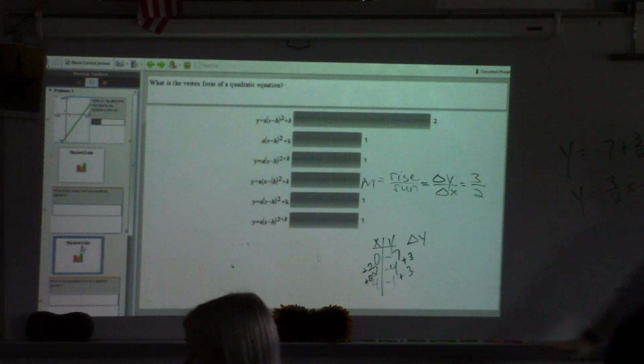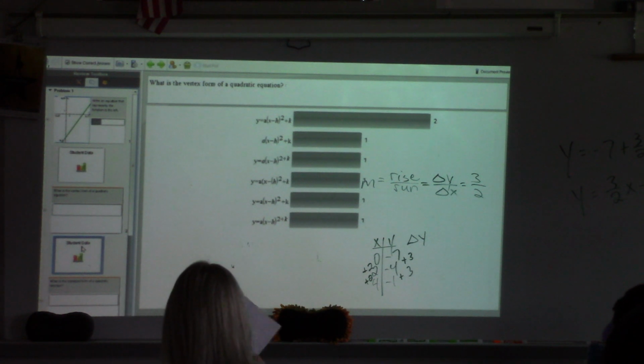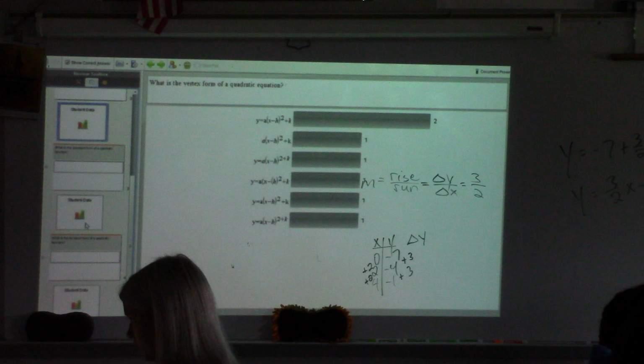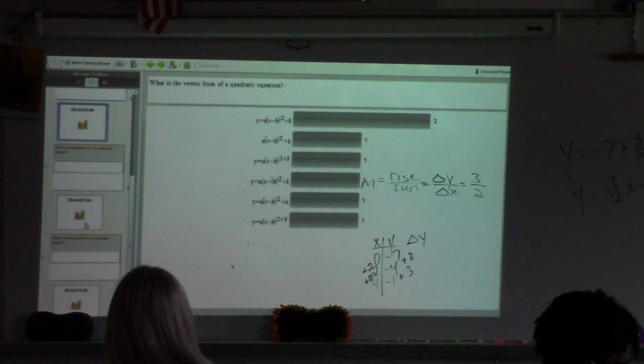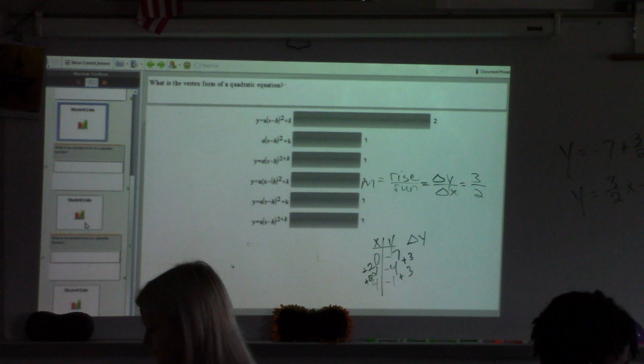Alright, we good on vertex form? Yeah, I don't know it by heart, but, you know. Okay, so what should we do if we don't know it by heart? Study it, right? Look at it a couple times a day, that's all you gotta do. Make sure you know that vertex form. The more you work with it, the more comfortable you'll become with it. The more you look at it, the more you write it.